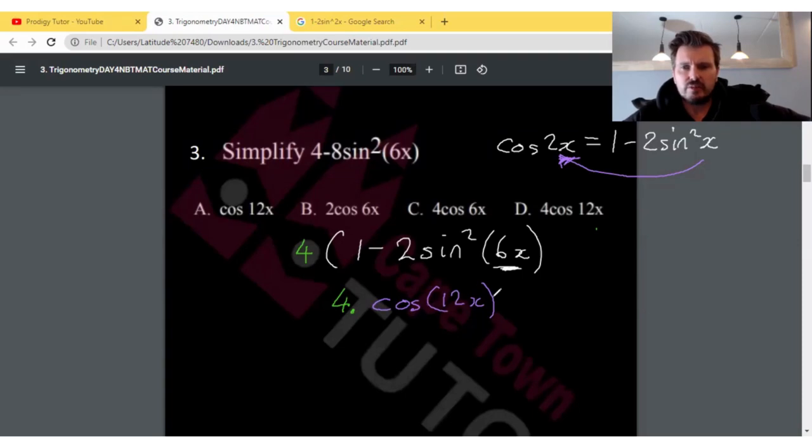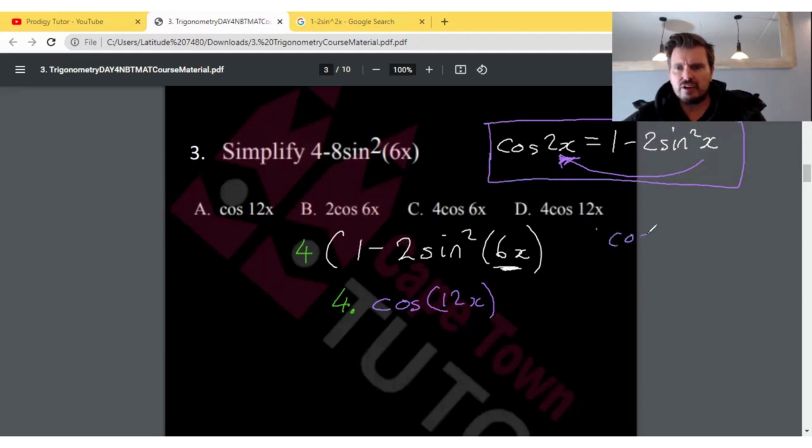Okay, so we could work backwards, right? Because we know that cos, let's do that in purple. So this is the formula here, right? This is our double angle formula, right? Cos 2x is equal to, so if we had cos 12x, that would equal 1 minus 2 sine squared, and we divide the 12x by 2, giving us 6x. So we can see that there's our 2 sine squared 6x, so that must go to 4 cos 12x. Okay, so we're looking at D.